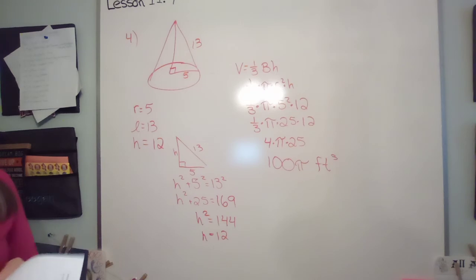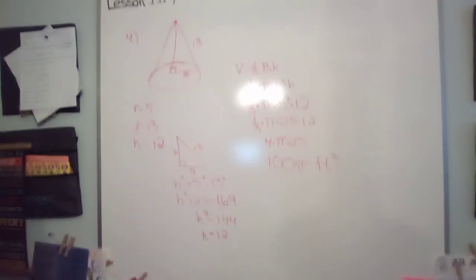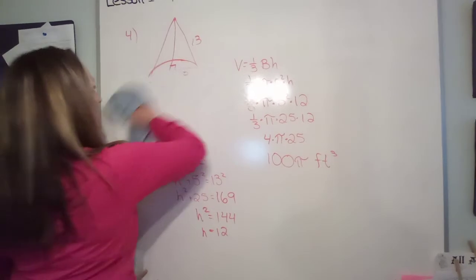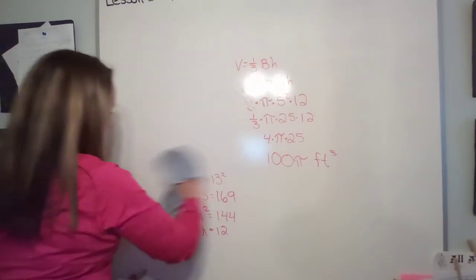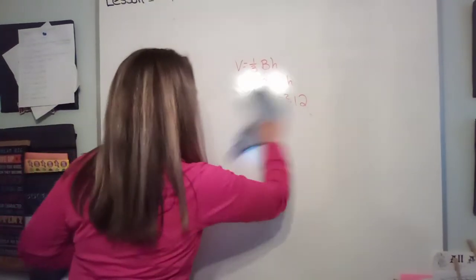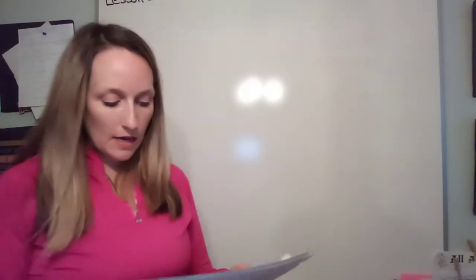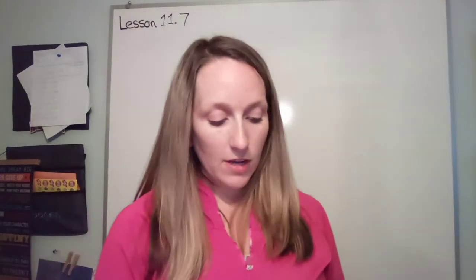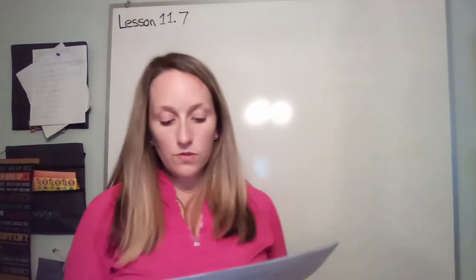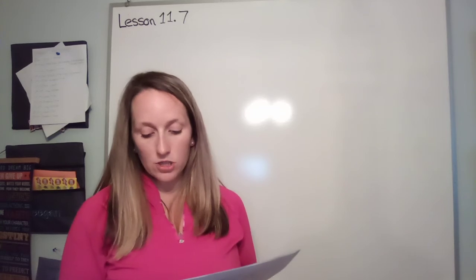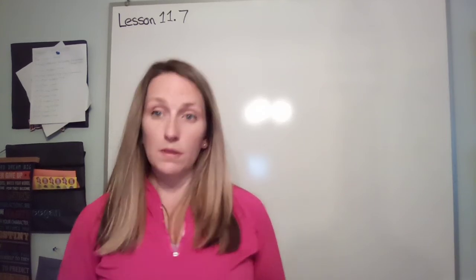All right, so we have a few more problems to work through. For problems 5, 6, and 7, it asks you to find the indicated measure. For problem number 5, it says a right cone has a surface area of 444 square inches and a radius of 7 inches. Find the slant height. So start by writing down the formula that you're going to use.